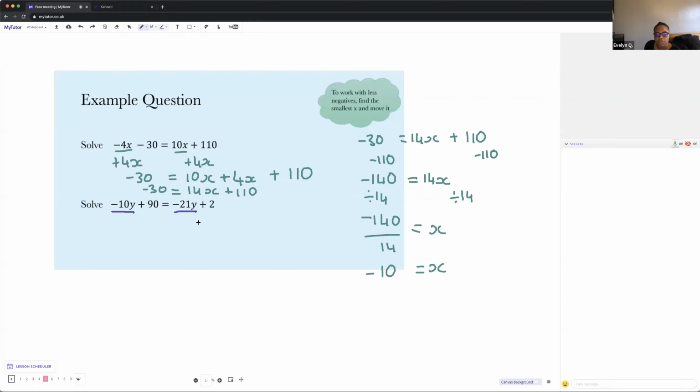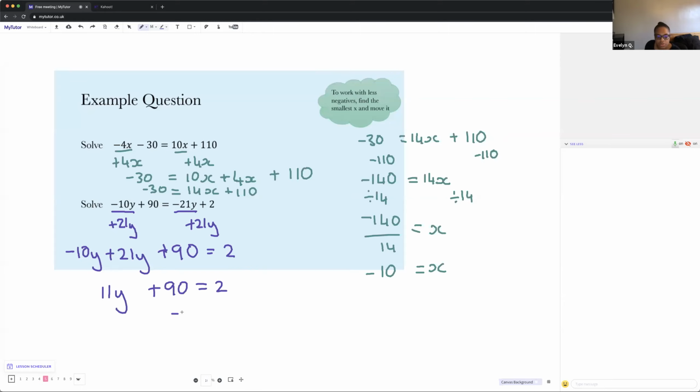Now remember, I have to do the inverse operation. So I'm going to add 21y to both sides. So I've got minus 10y plus 21y plus 90 equals 2. Now minus 10y plus 21y gives me 11y. So I've got 11y plus 90 equals 2.